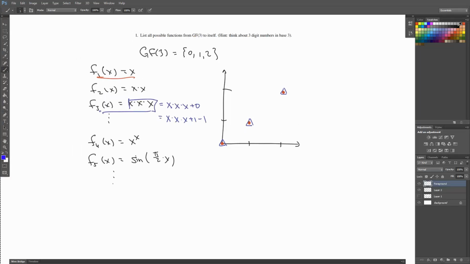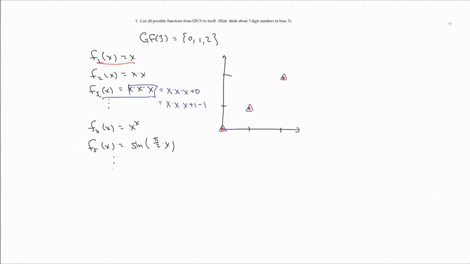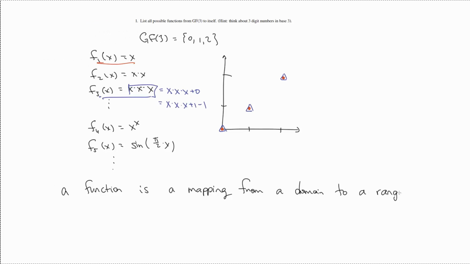So going back to the original definition, a function is just a mapping from a domain to a range. So in this case, the domain is GF(3), and the range is also GF(3). So the question is really asking, how many different mappings are there from GF(3) to itself?